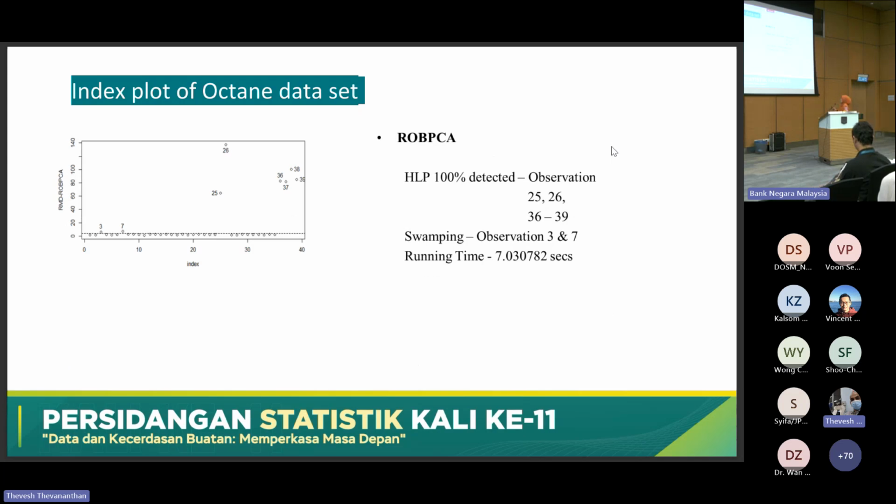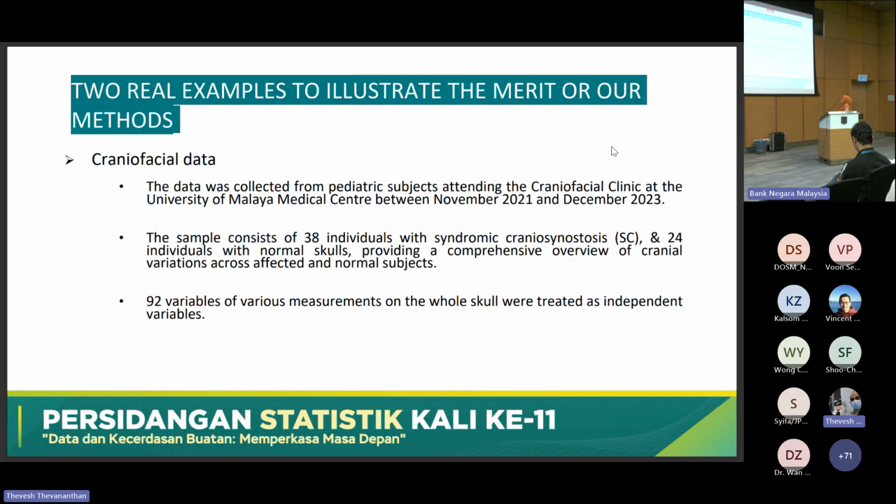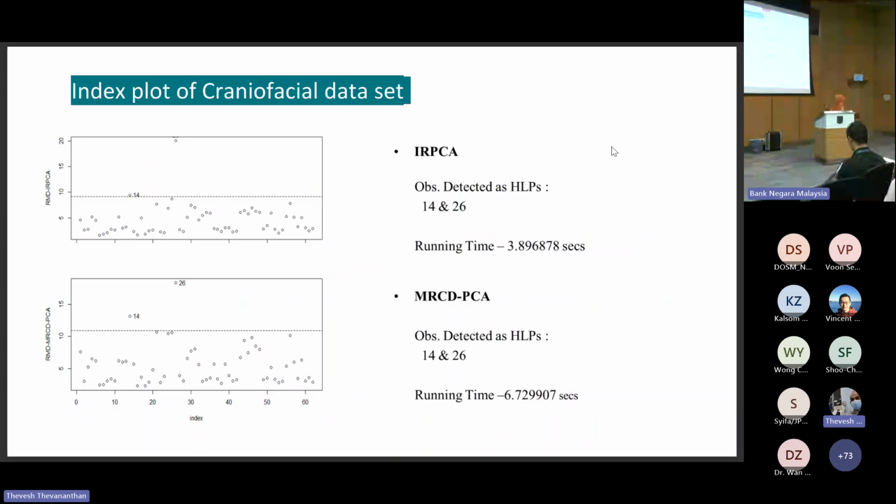Look at what happened to the existing method. It detects 100%, but there is some swamping, which is consistent with the simulation study where there is a high swamping effect. We also apply this method to a real data set. This data was collected from pediatric subjects attending a special clinic. We want to know how many high leverage points exist in this data set, so we apply our methods here.